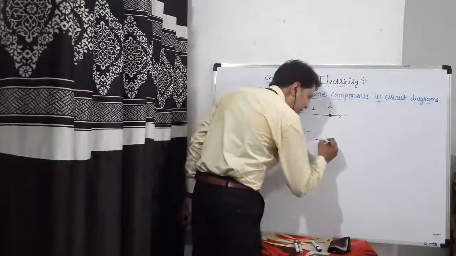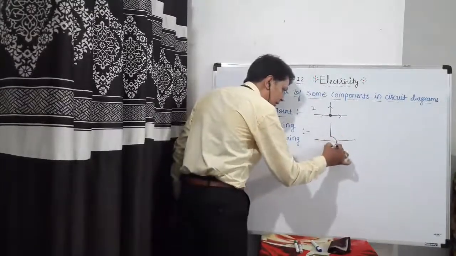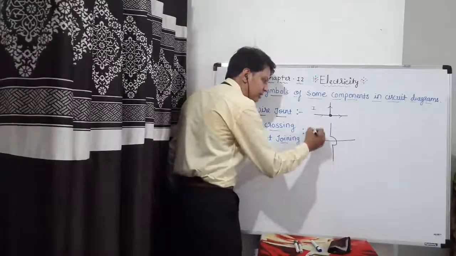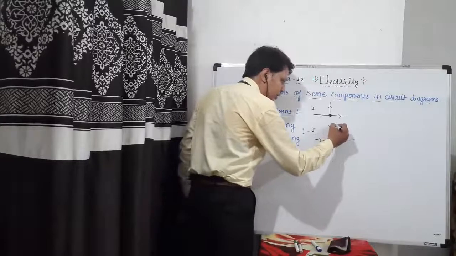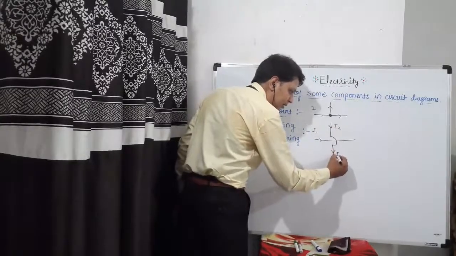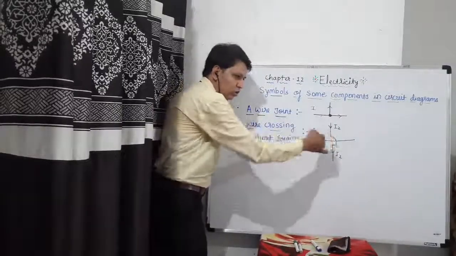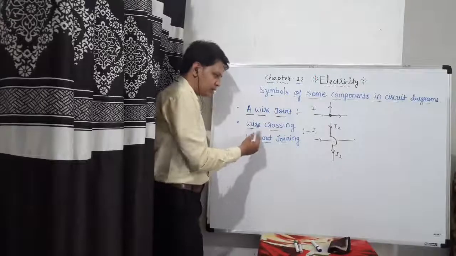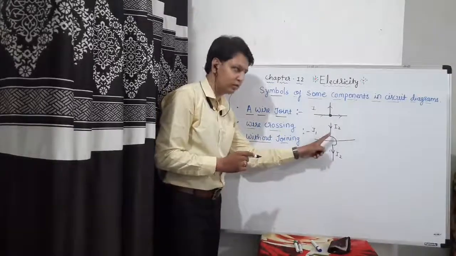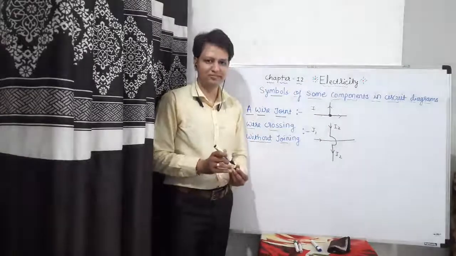Now I am talking about a wire crossing without a joint. Let us say this is one wire and this is another wire. Let us say current through this wire is I1 and current through this wire is I2. That directly represents that current will flow directly, it will not go into the second wire. This is a wire crossing without joining. They are not joining at this point. In the first diagram it is joining, so it is a joint.